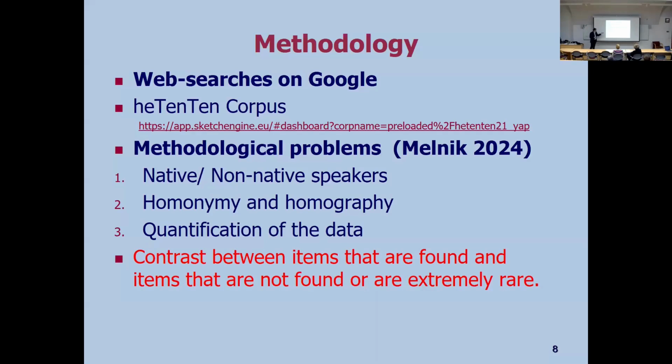So the focus is not the amount of examples that I found, but the contrast between items that are found to different extents and items that were not found at all or were extremely rare. And as I will argue, this probably cannot be a coincidence.